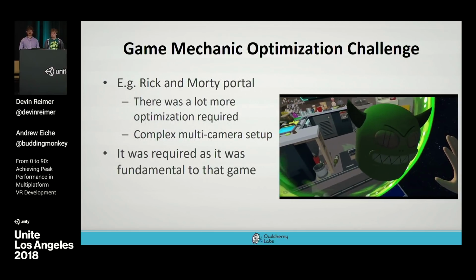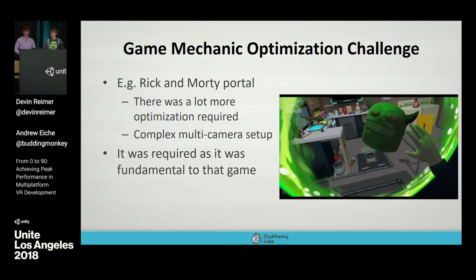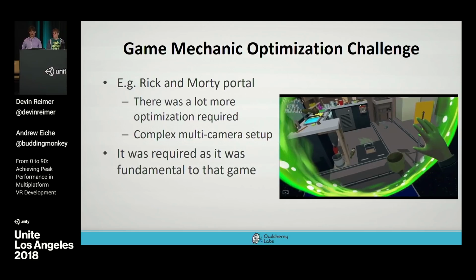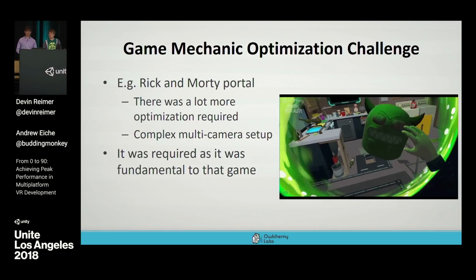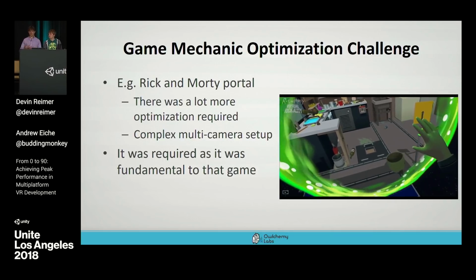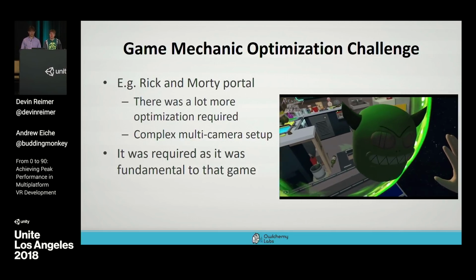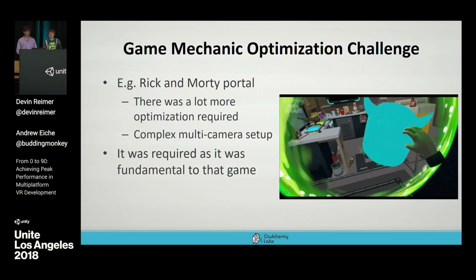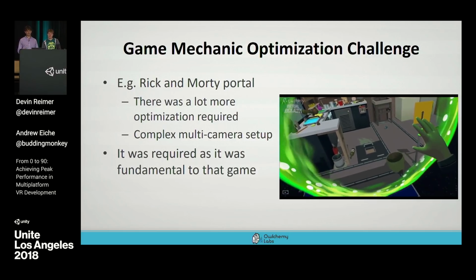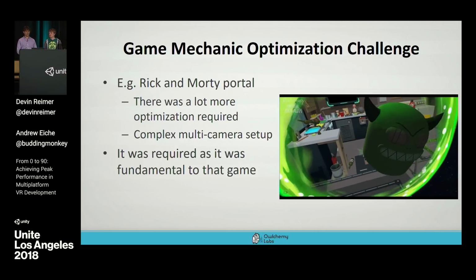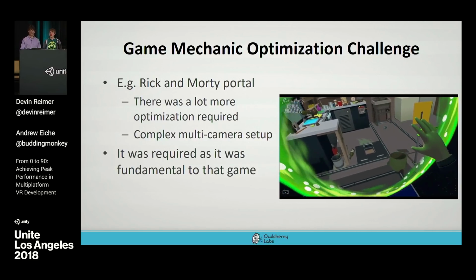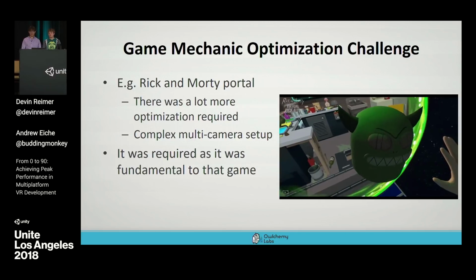An example of the game mechanic optimization challenge is Rick and Morty Virtual Reality. We had this portal, and there was a lot of optimization required. It was a very complex camera setup where we had objects existing in two spaces and things moving between them, and physics moving between them. But due to the intellectual property, as well as what the game was about, it was core to our game. So we went in knowing that we were going to have to optimize this, and that helped.